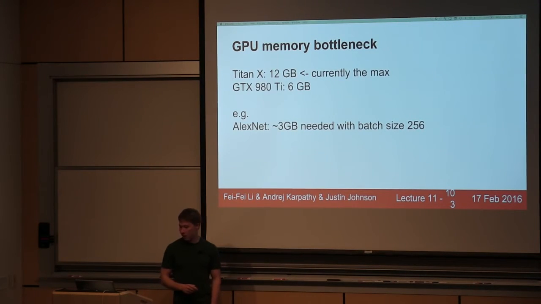Another thing to keep in mind is GPU memory bottlenecks. GPUs, big ones, have a lot of memory, but not that much. The biggest GPUs you can buy right now are the Titan X and the K40, which have 12 gigs of memory. And that's pretty much as big as you're going to get right now. Next gen should be bigger.